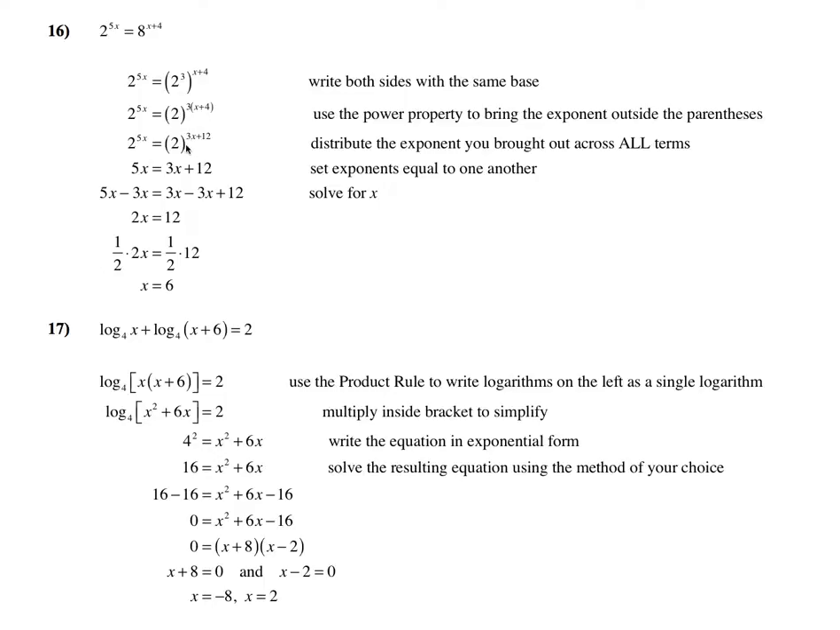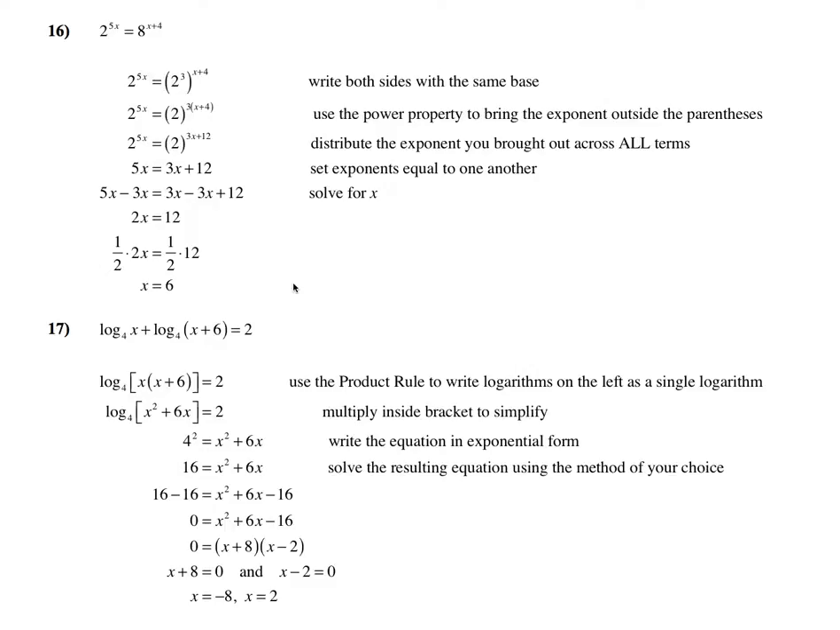Now both sides have the same base, and we can eliminate those bases and set the exponents equal to one another. 5x equals 3x plus 12. I subtract 3x from both sides to get all the x terms on one side, giving me 2x equals 12, and then I multiply both sides by 1/2 or divide by 2. It's the same thing, to give me x equals 6.